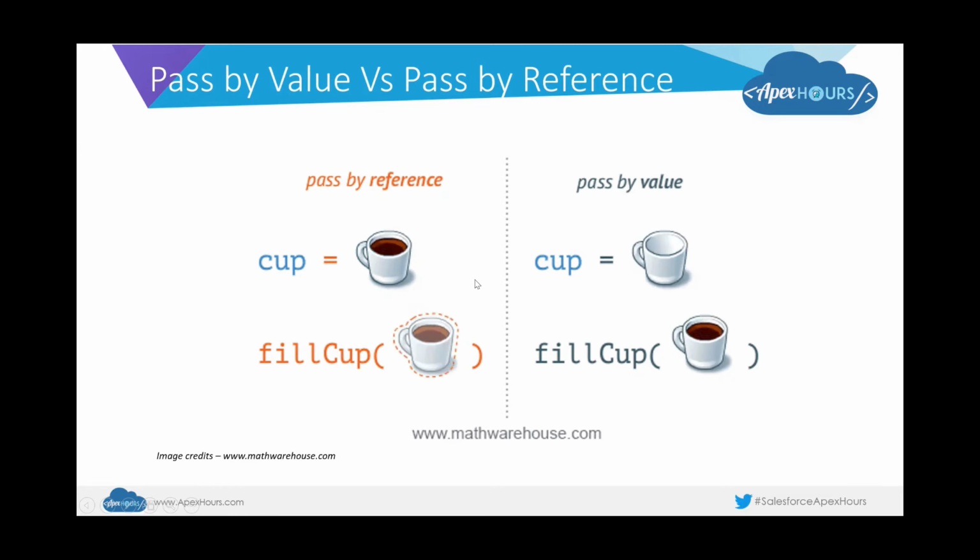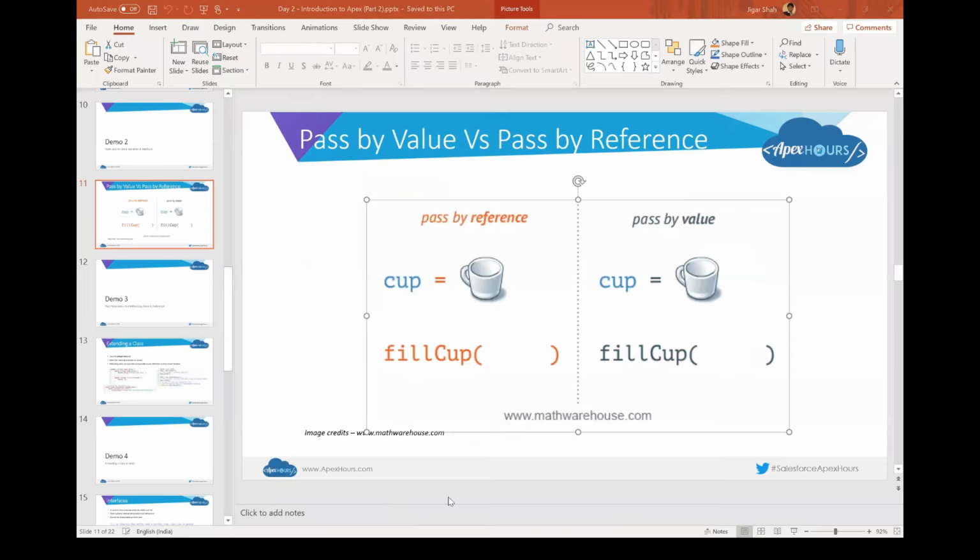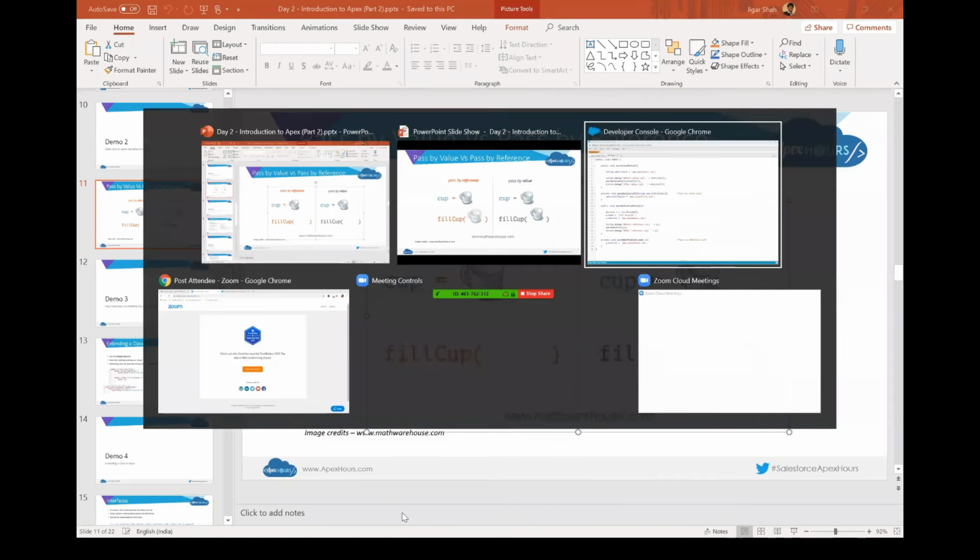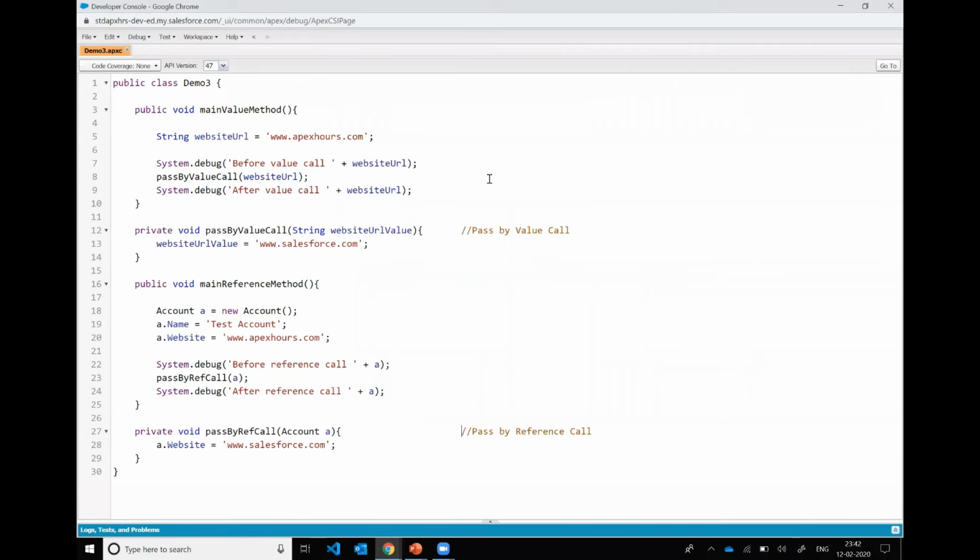So let me demonstrate this very quickly with the help of an example. Let me switch back over to my Salesforce instance. What I have here is a very simple class called demo3, and there are four methods. There is a main value method, which is in turn making a call to the pass by value call method, and then there is a main reference method, which is making a call to the pass by reference call method.